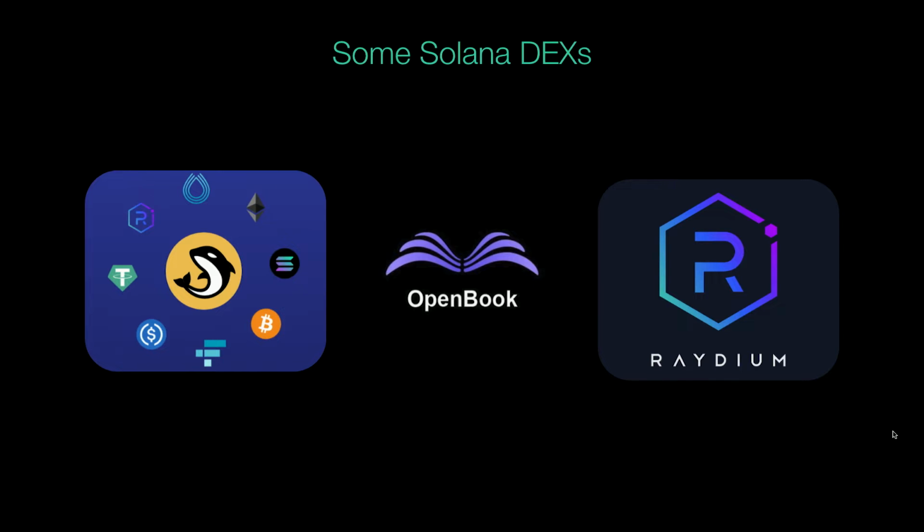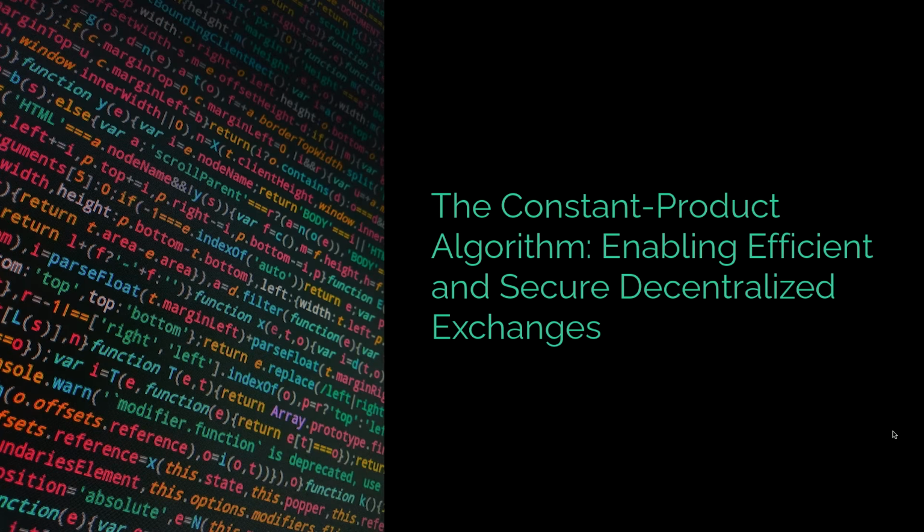So here are a couple of Solana DEXs. You've got Orca, OpenBook, Raydium. There are a couple more, but those are the big ones. And in order to power the technology behind a DEX, there's something called the constant product algorithm. That's what we're going to talk about in detail here in these slides.